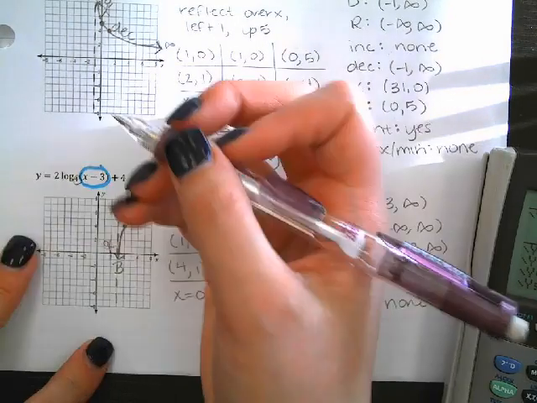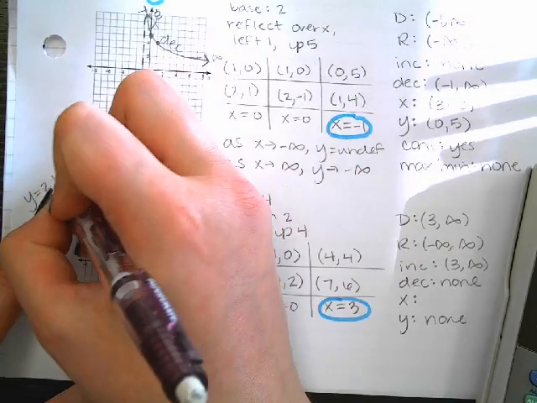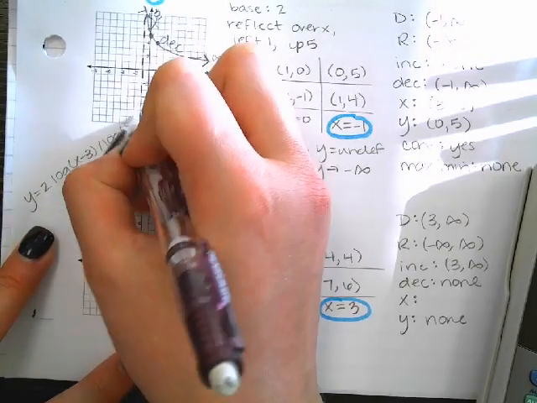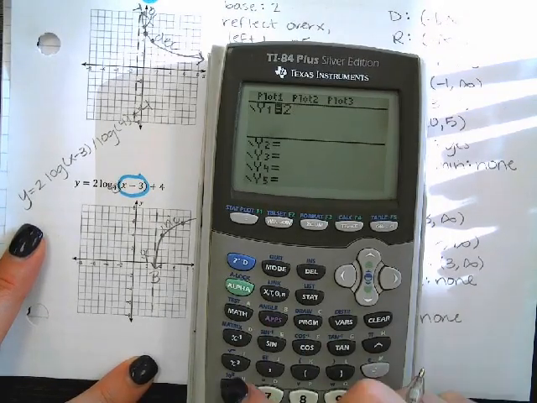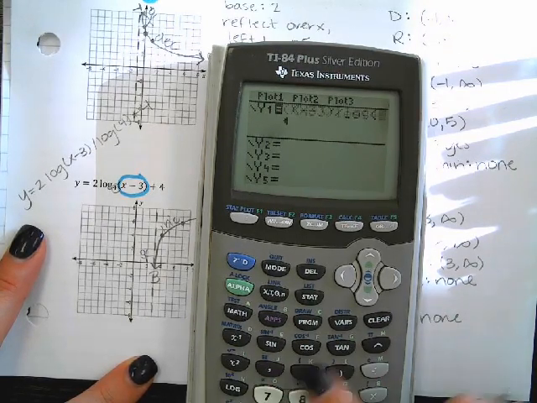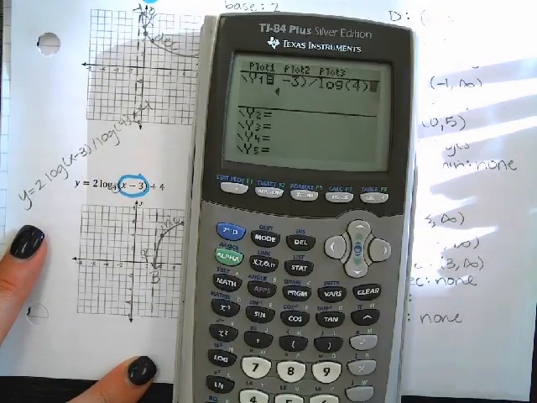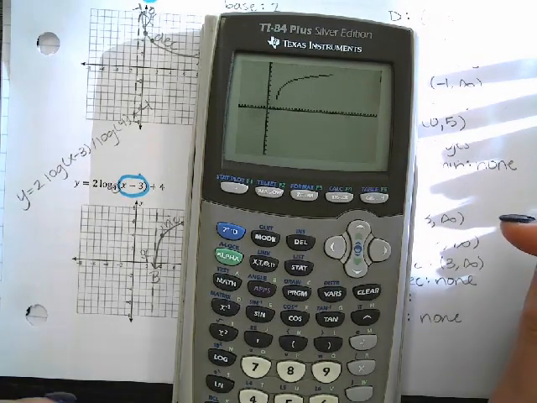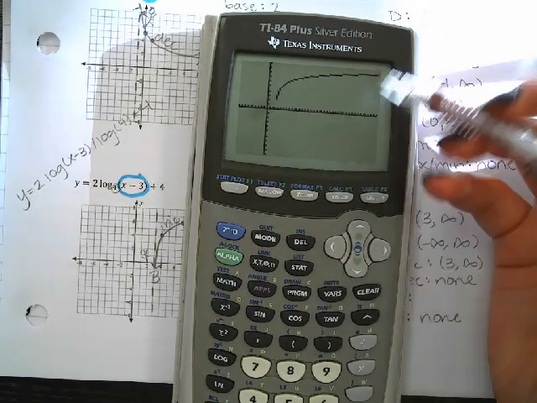Or if you have an older calculator, we're going to type y equals 2 log button (x minus 3) divided by log button of 4 plus 4. So 2 log of x minus 3 divided by log 4. Each time I have the log there, I was hitting the log button, with a plus 4 on the end. And hit graph. And it looks like what I drew, but because it's having a hard time with that vertical asymptote, it's not crossing the x-axis.